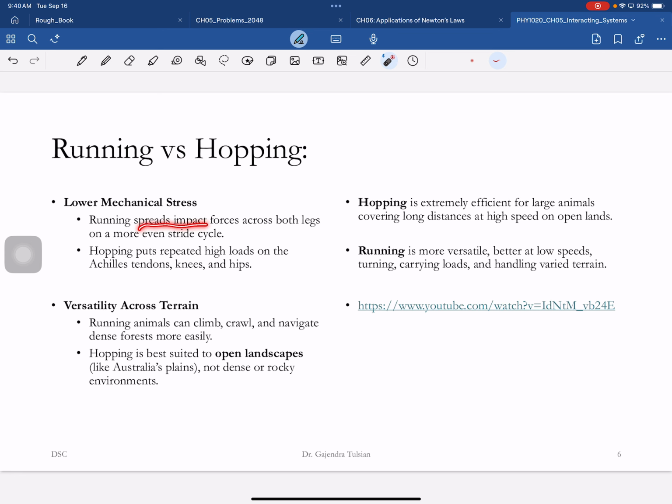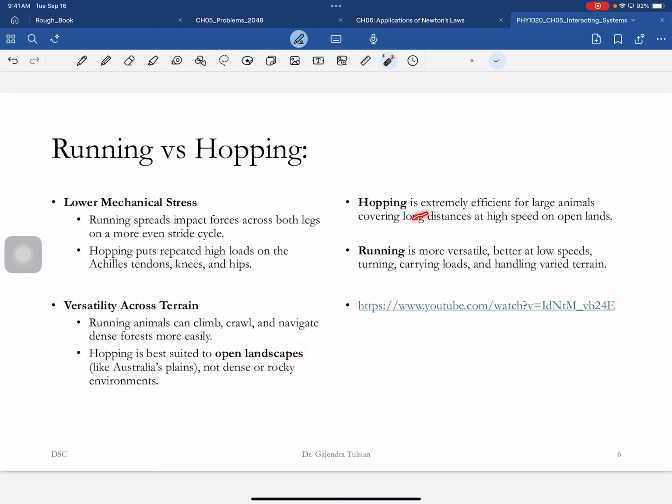Running spreads impact forces across both legs. So when you're running, you're always only on one foot at a time. Hopping puts repeated high loads. So running animals can climb. It's versatile and navigates dense forests more easily. So if kangaroos lived in dense forest, of course, they'd be walking rather than hopping. So hopping is best suited to open landscapes and not dense rocky environments.